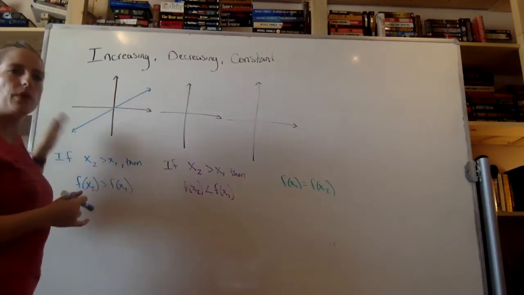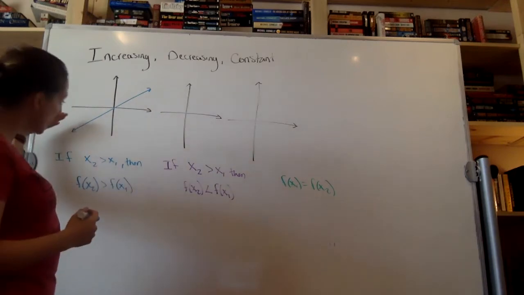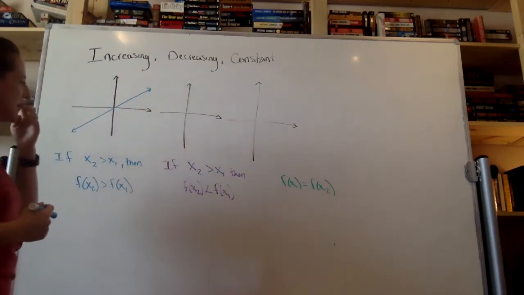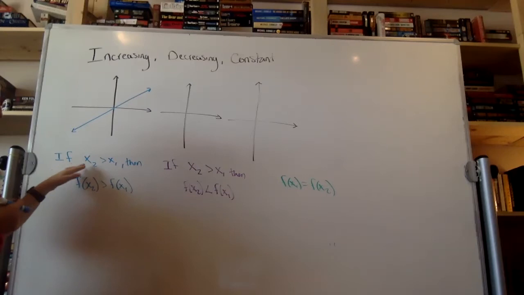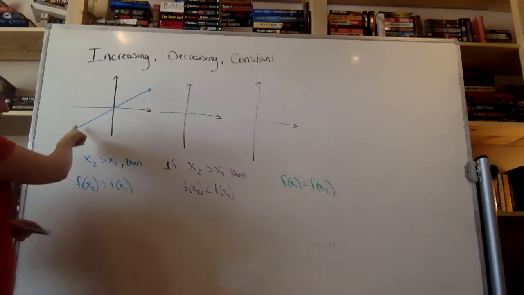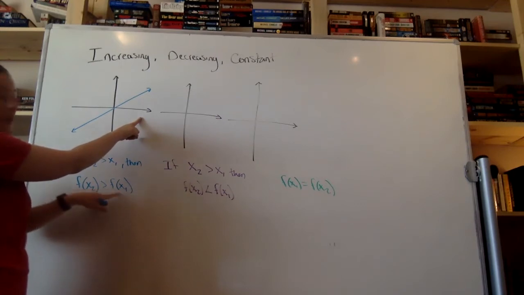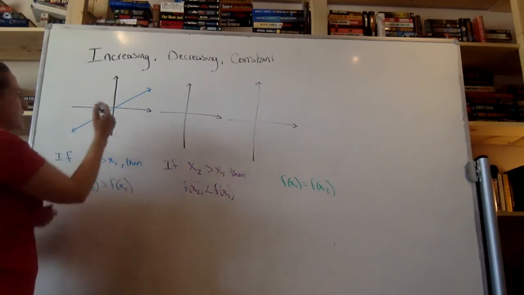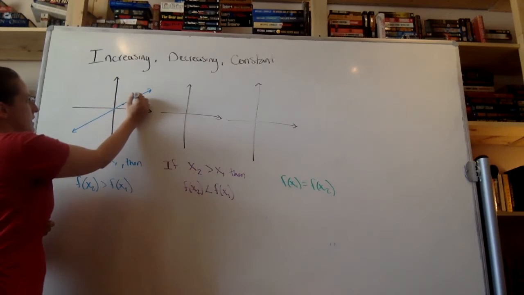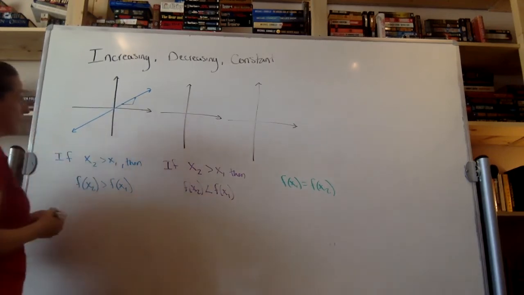Now in general, remember we work from left to right, so we mean getting bigger as we move from left to right. The formal definition of this says if x2 is bigger than x1, so if you've got an x value that's to the left of another x value, then f of x2 has to be bigger than f of x1. In other words, if I move from this point to this point, I have to increase or get bigger.